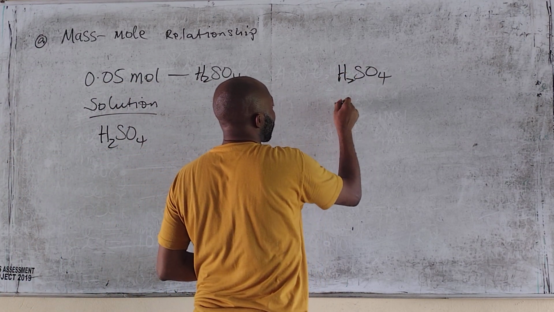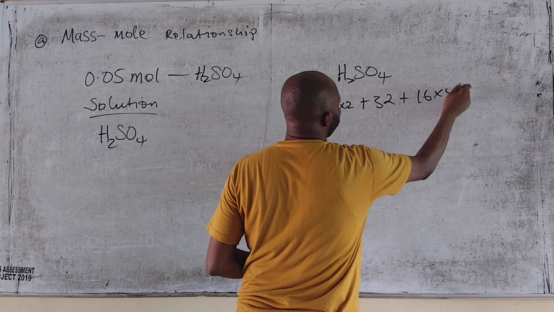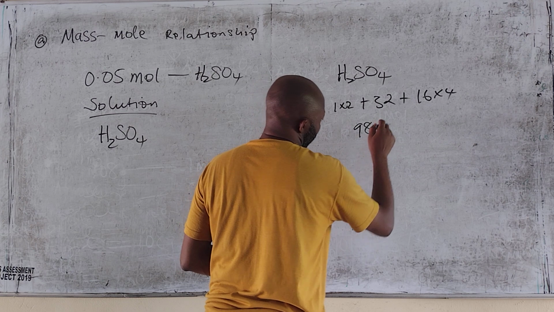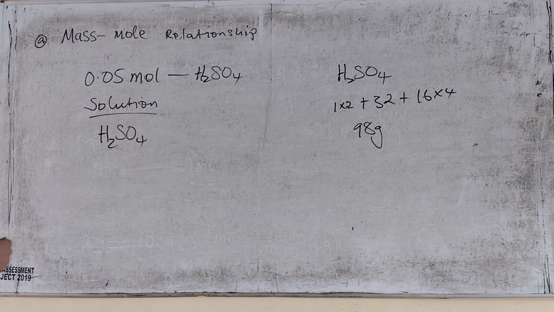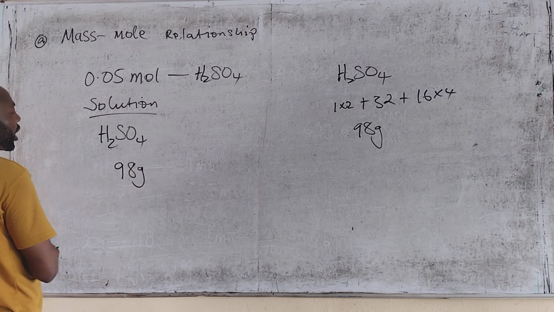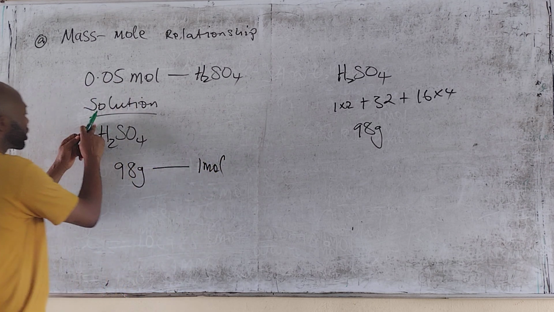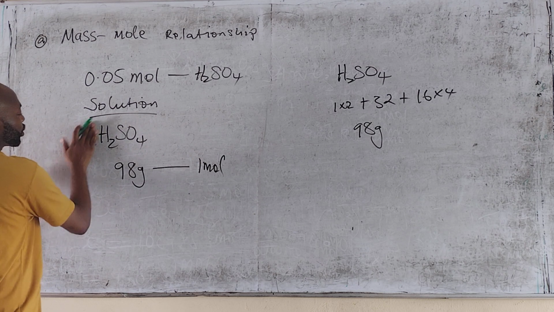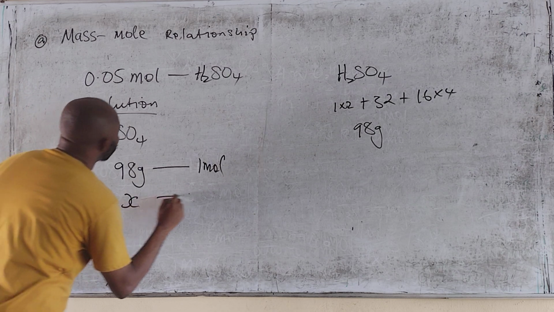H2SO4: hydrogen is 1 times 2, plus sulfur is 32, plus oxygen is 16 times 4. That is 98 grams. So we are in mass mole. The mass is 98 grams of H2SO4, equivalent to how many moles? 1 mole. Why? Because there's nothing in front. If it is 2 here, that's 2 moles. But there's nothing in front of H2SO4, so it's 1 mole. Take note.